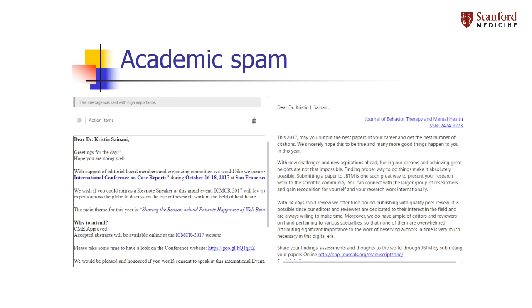The first one on the left here was sent with high importance, and it says, "Greetings for the day!! Hope you are doing well." 2 exclamation points after greetings for the day. "With support of editorial board members and organizing committee, we would welcome you." You can see that it's grammatically incorrect on that one. "We wish if you could join as a keynote speaker in this grand event."